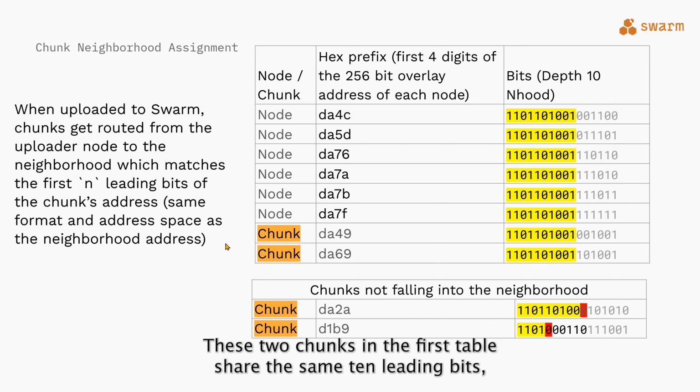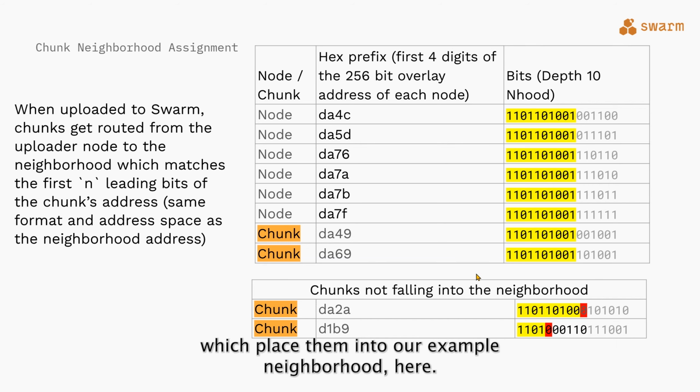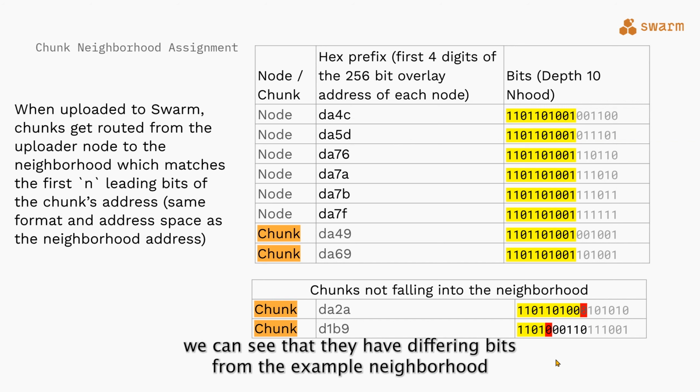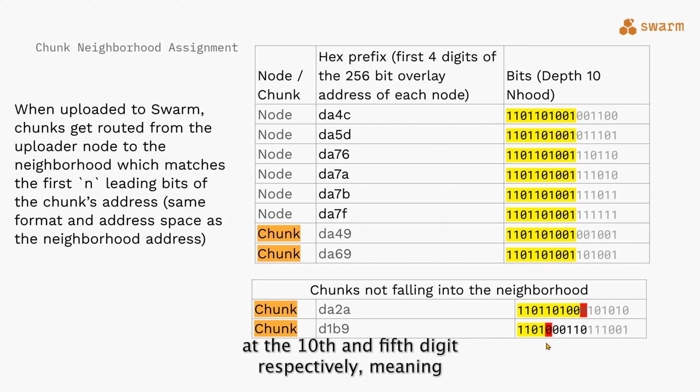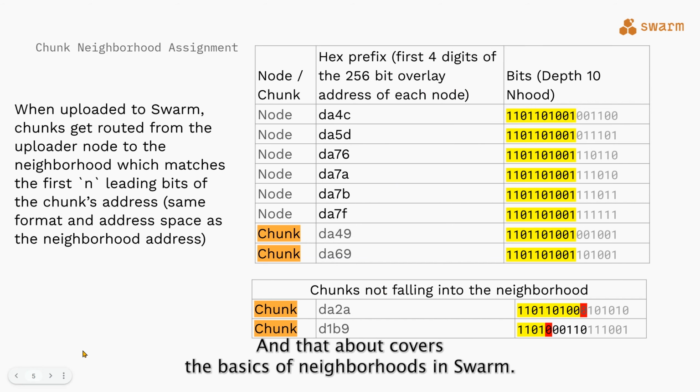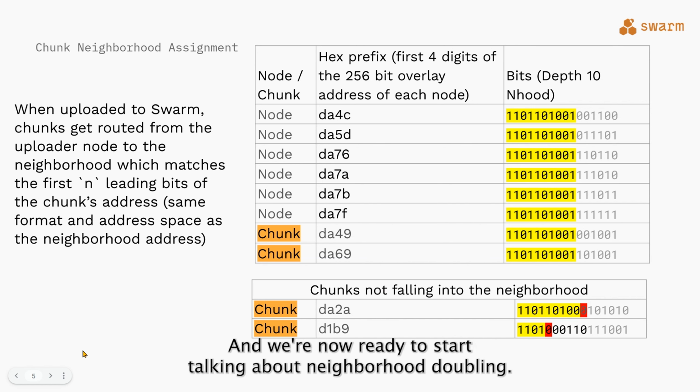These two chunks in the first table share the same 10 leading bits, which place them into our example neighborhood here. For these other two chunks in the bottom table, we can see that they have differing bits from the example neighborhood at the 10th and 5th digit respectively, meaning they do not fall into this example neighborhood above. And that about covers the basics of neighborhoods in Swarm, and we're now ready to start talking about neighborhood doubling.